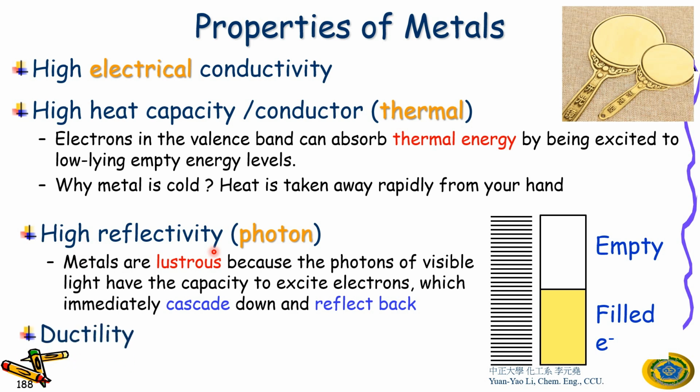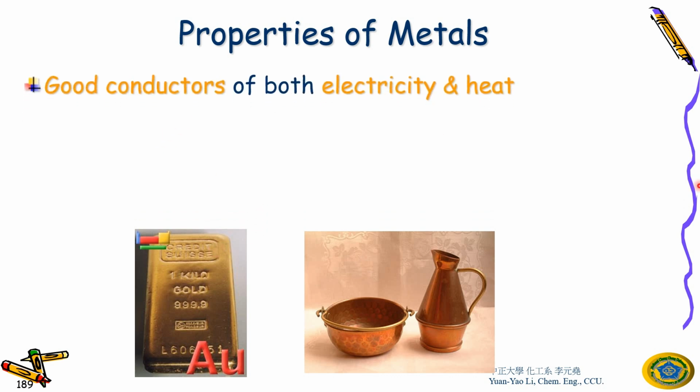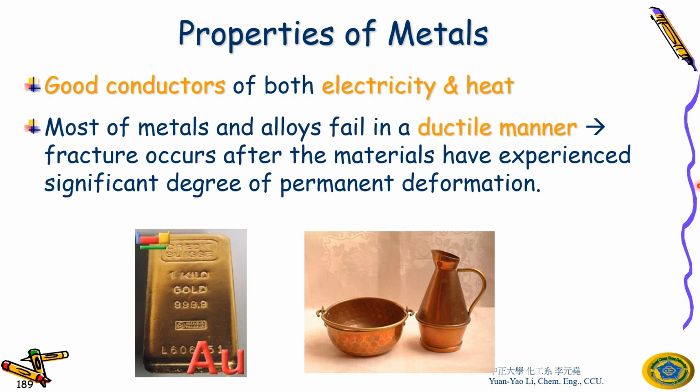Okay, another one is ductility. Ductility is, metal looks like glue because you have free electrons, and because of free electrons you can extend the metal, or you can change the shape of the metal, right? Okay, and the property of metal is that it is a good conductor of both electricity and heat. You know that most metals and alloys fail in a ductile manner. So you know this.